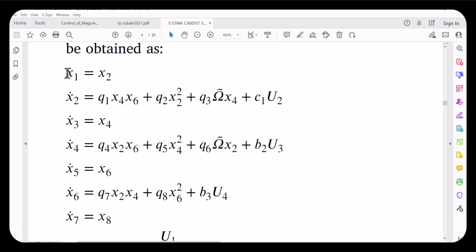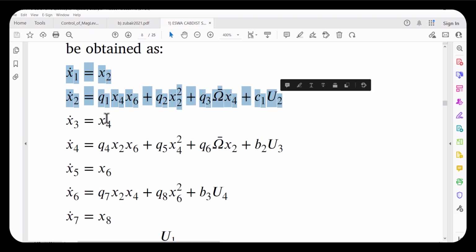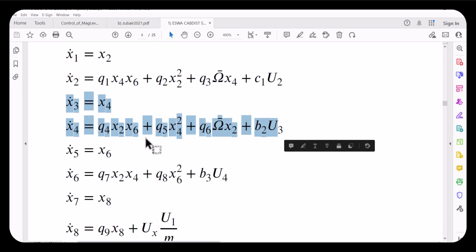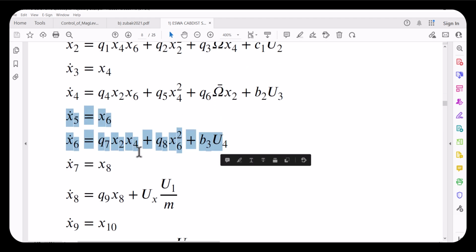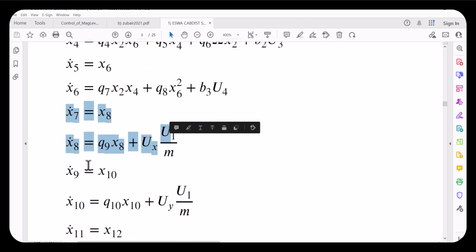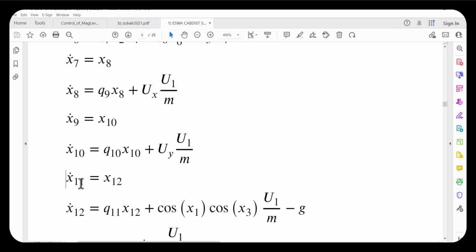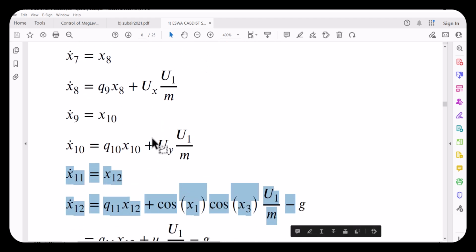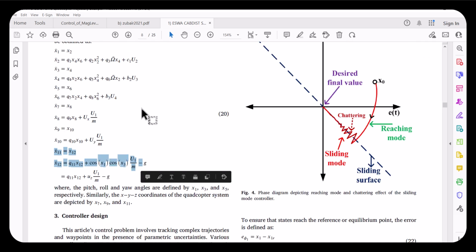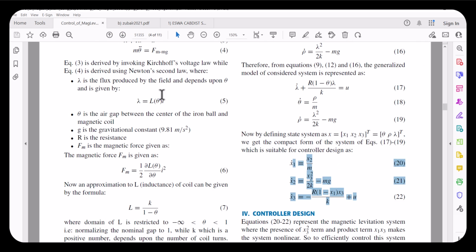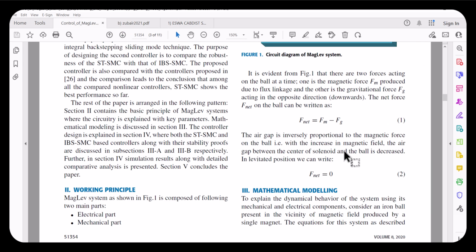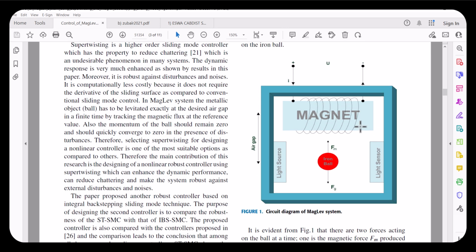Similarly, here we have another paper that represents the mathematical model of a quadcopter system, which is a drone. The X1 and X2 states represent the pitch angle motion, these represent the roll angle, and these represent the yaw angle, and so on, the x coordinate, the y coordinate, and the z coordinate. These different equations represent different dynamics of the system. For now, let's look into this magnetic levitation system.